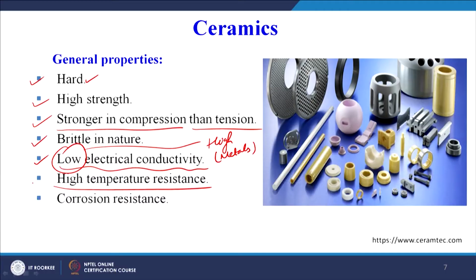Temperature resistance is another property. As I have already told, in crucibles usually we use ceramics only. Similarly, they are corrosion resistant, whereas in case of metals we have seen that corrosion is a problem. So how can we club these two things together? The metals are prone to corrosion, the ceramics are not, they are corrosion resistant. So what can we do? We require toughness, stiffness, strength, everything in our product. So what can we do?